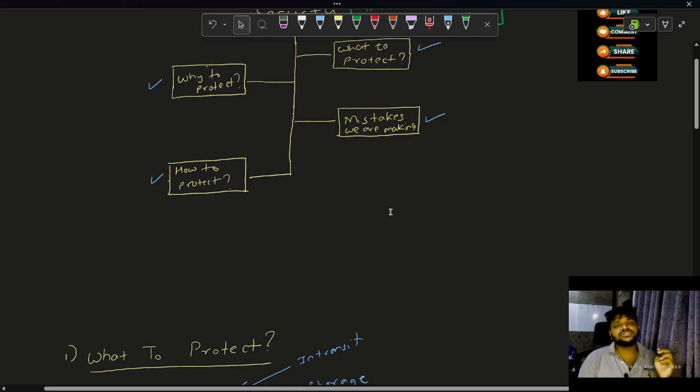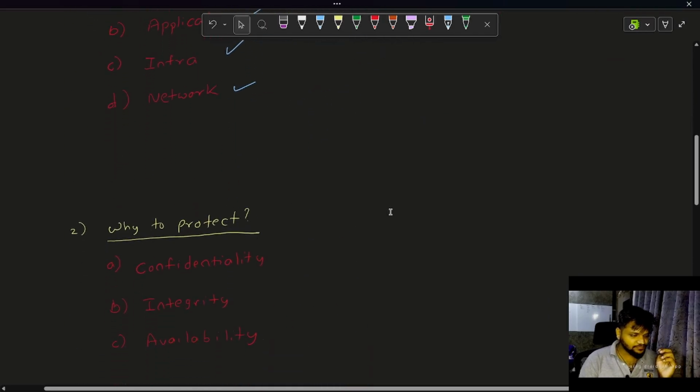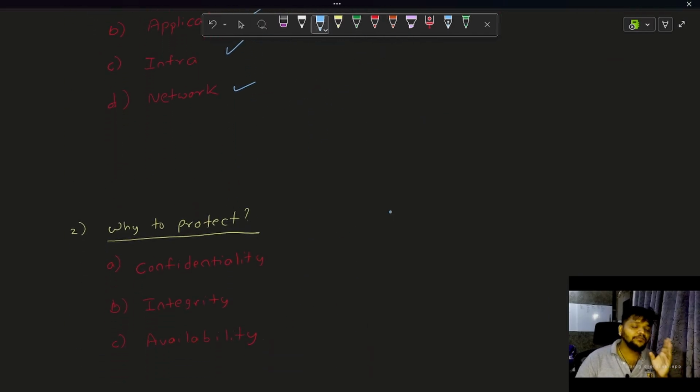Next, we will be discussing why to protect this information. The crux is not only about these 4 different layers, but why you need to ensure your system is secure enough and follow this non-functional requirement of security stringently. What is the purpose of that? The 3 main reasons are confidentiality, integrity and availability.